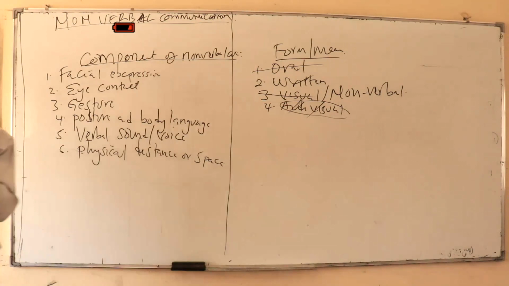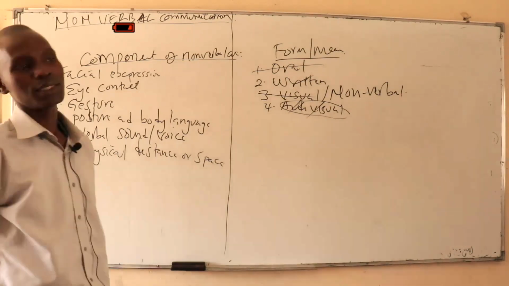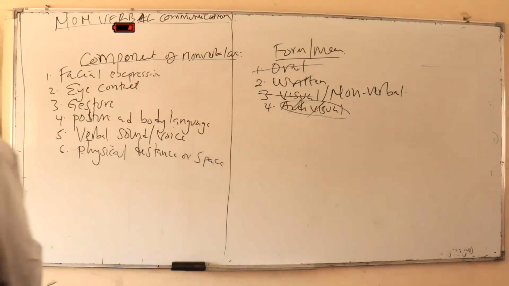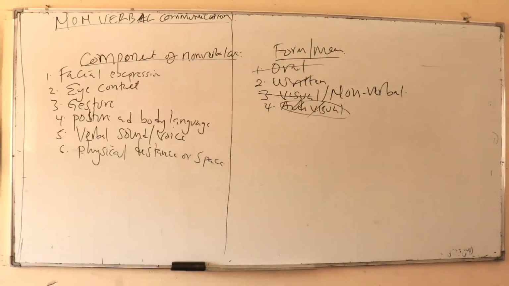Then next, space or physical distance. We all have a need for physical space, although that need differs depending on the culture, situation, and closeness of relationship.